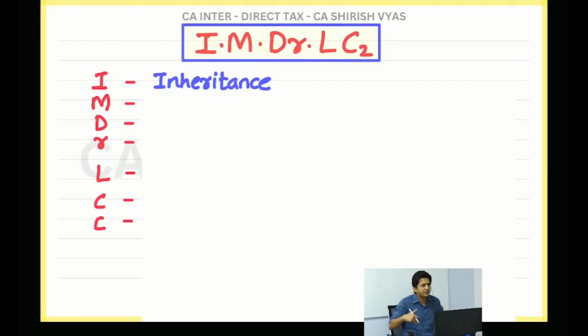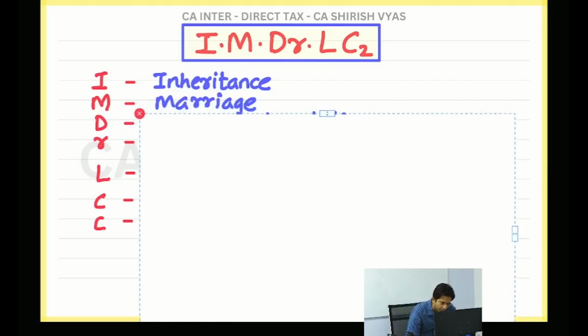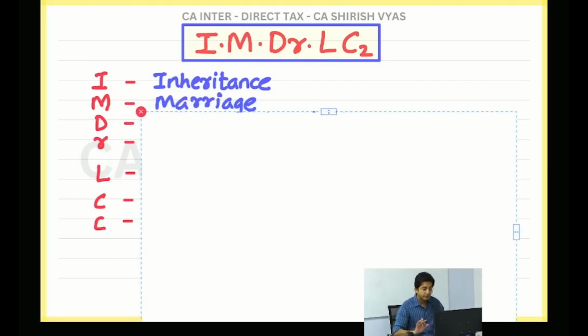So if on marriage I say I received the gift, it is believable. See, what we are studying is that they are all genuine gifts. Here you will not see the amount of 50,000. Even if it is 50 crores, fully exempt.